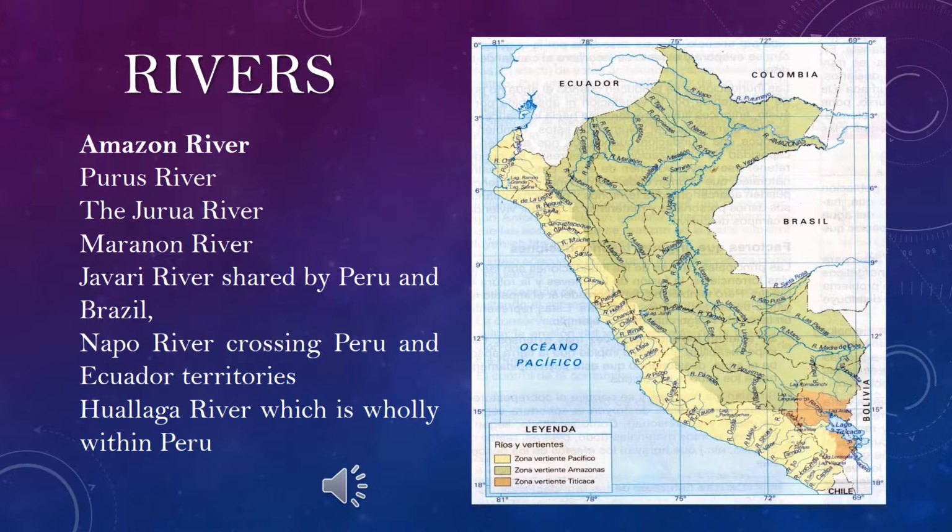Now we have the main rivers of Peru. We have the Amazon River, the most representative river here, and we have also the Purus River, Purús River, Marañón River, Javari, which is shared by Peru and Brazil, and Napo River. Napo River crosses Peru and Ecuador territories, while Huallaga River is wholly within Peru.